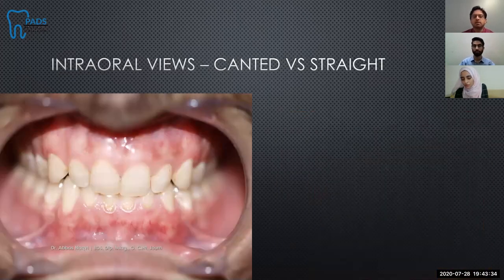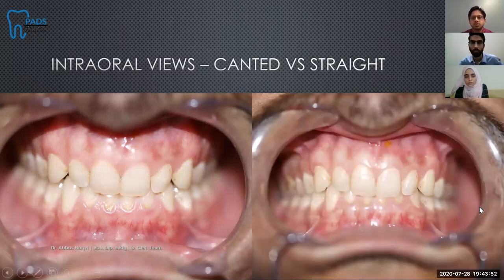Here is the importance of what angle you are photographing from. This has been photographed from a slightly higher angle, which means that it is not parallel to the occlusal plane, as opposed to this. You see, the occlusal plane is straight. See the difference in angle? And the other thing that stands out in this photograph, which we will talk about later, is the wide aperture. You see, only the anterior teeth are in focus and everything behind is blurred. So this has been captured with a wide aperture, which is not how you want to take these photos. You want a narrow aperture.